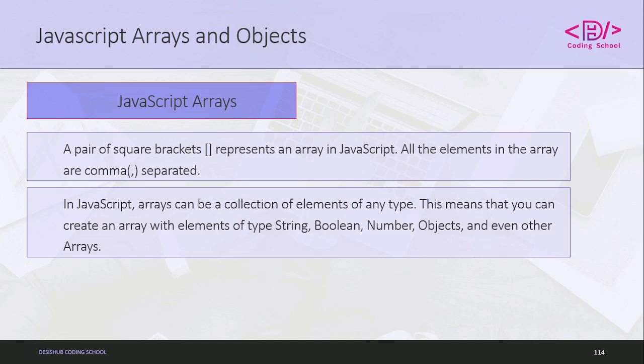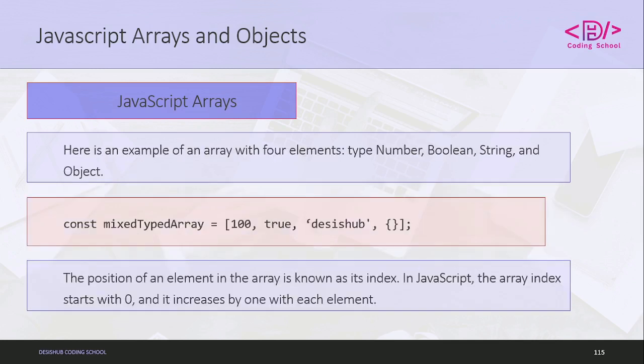Arrays can be a collection of elements of any type. This means that you can create an array with elements ranging from strings, booleans, numbers, objects, and even other arrays. You can even put another array inside an array. I guess that sounds very crazy, but that's how it is. It can contain data of all types.